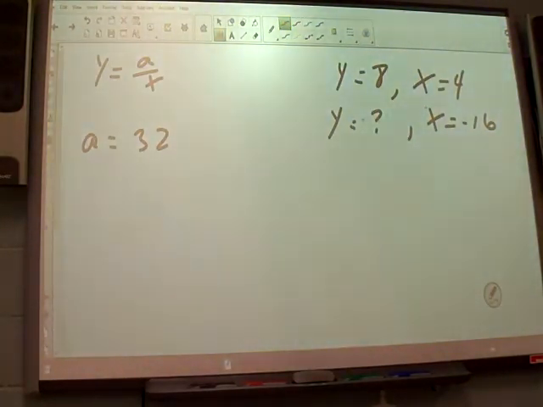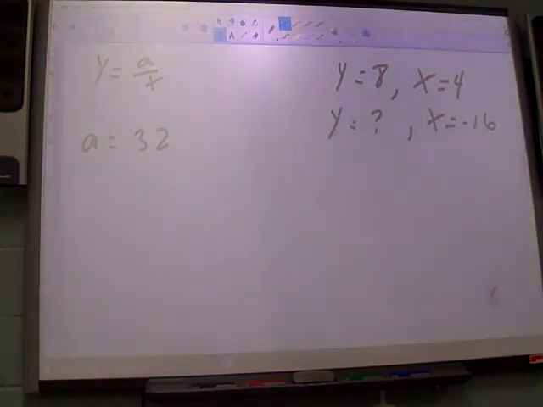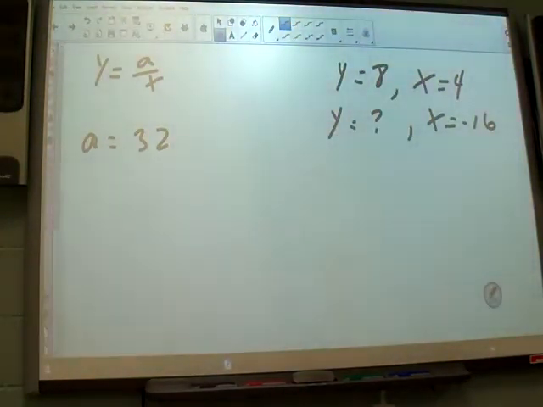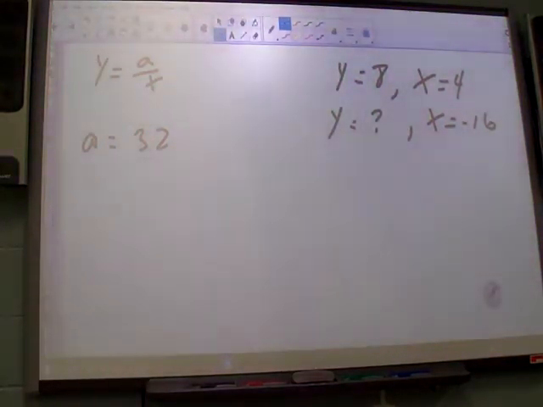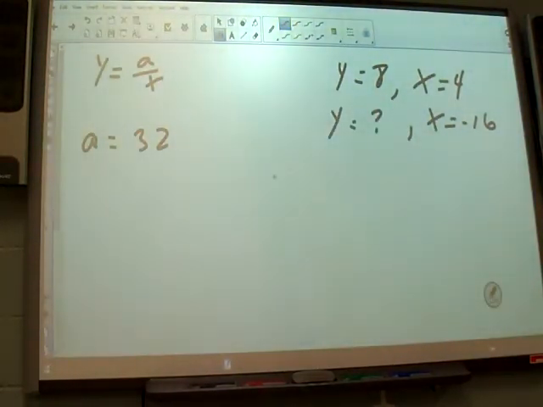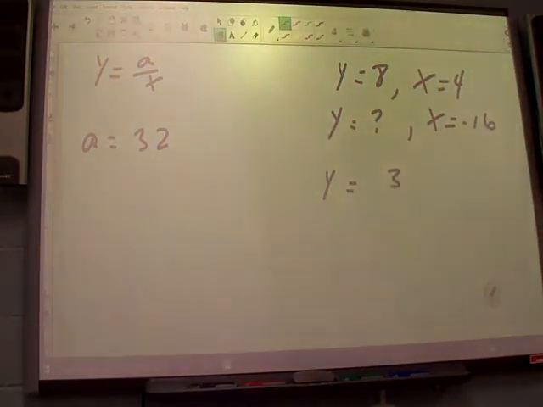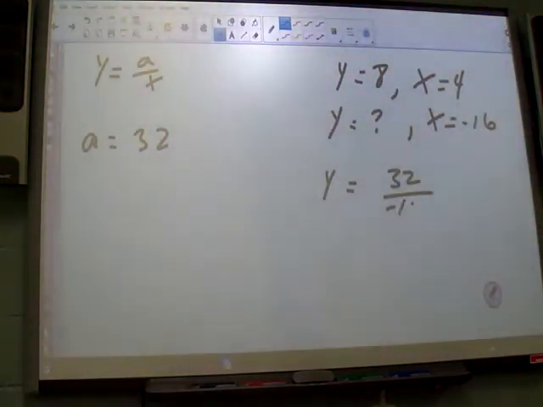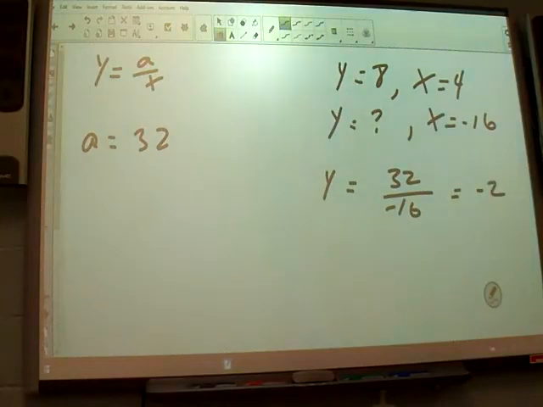And don't think that you're going to have to figure out y over time. I could have switched these on you. You could figure out x as well. As long as you've got one of these and you're constant, you can figure out the other. But I asked you for y again, so I'm going to say y equals 32 divided by negative 16, and that's an easy negative 2.